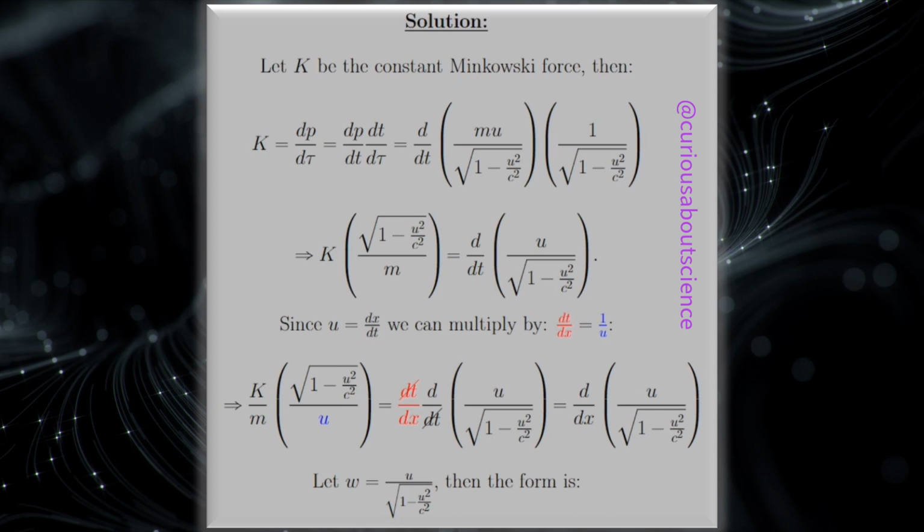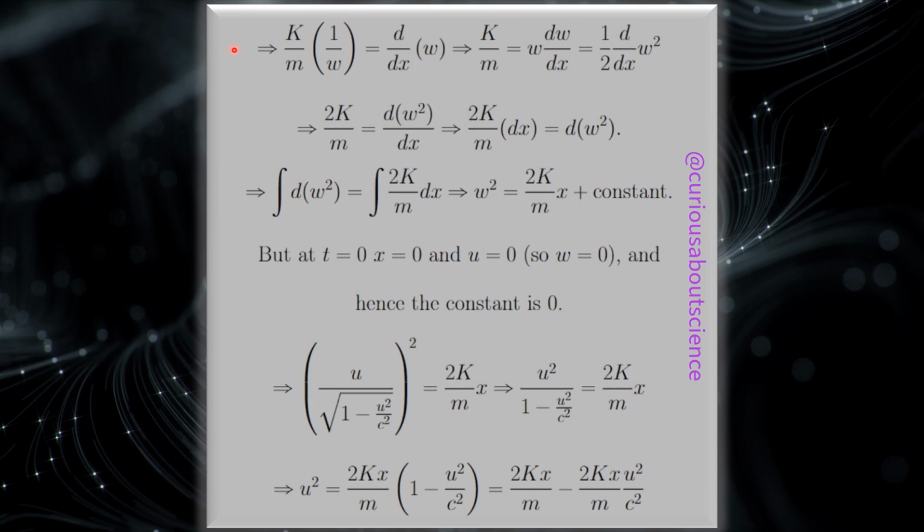We'll go ahead and let the substitution w equal u over the square root of 1 minus u squared over c squared. So we have 1 in both of those, and then we can see that this substitution cleans it up slightly. So we have K/m times 1 over w is equal to d/dx of w. So let's get all the w's to one side. Once we do that, we get K/m by itself, so we have w times dw/dx, which we can unfold as 1/2 d/dx of w squared. We got to put the 1/2 there in order to combine them into the square again. So we can multiply that over, no big deal.